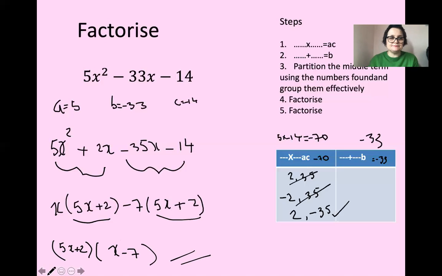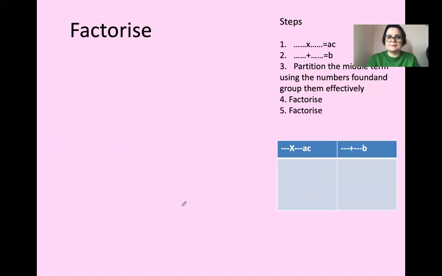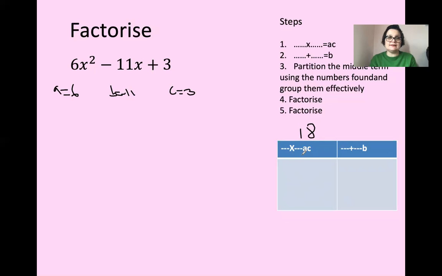Next question. 6x to the power of 2 minus 11x plus 3. So A is 6, B is minus 11, and C is 3. So AC, this is the number that we have to make, 18. But we have to make minus 11, so both should add up to make minus 11.